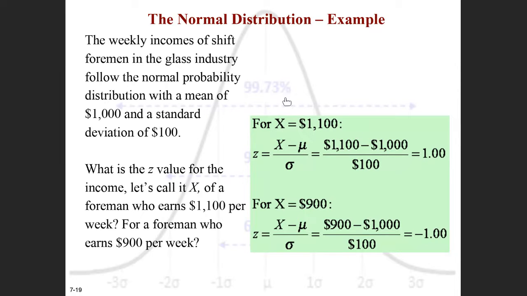So if we figure out the Z for X equals 1,100, here's the formula, 1,100. That's what's asked for. The mean is 1,000, as you see over here. So 1,100 minus 1,000 divided by 100 gives you 1. So what do you know right away about a Z-score of 1? Anybody? What is that telling you? You end up with a Z-score of 1. It's a standardized normal curve. So what does the 1 mean?